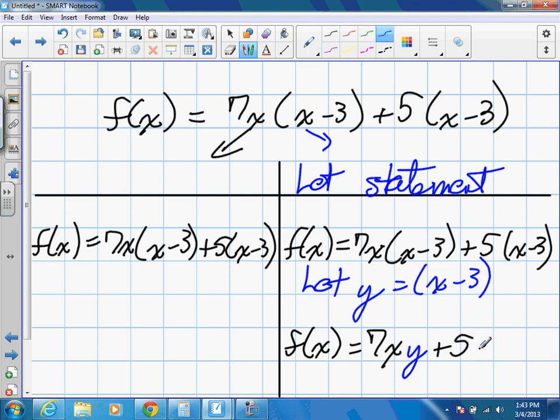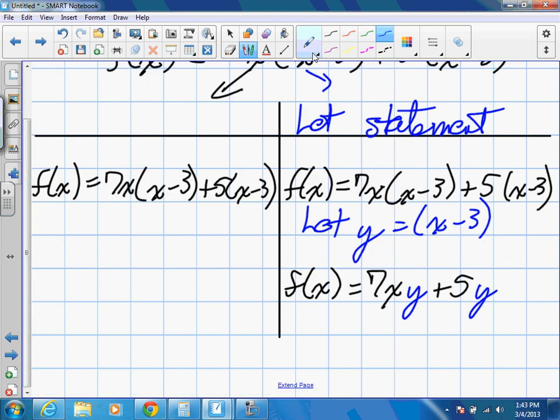Now it's a little easier to see the common factors. Is there a common factor between 7 and 5? Just 1. We don't really need to take 1 out. Is there an x in both? No, so we can't take an x out. What can we take out for both of them? We can take out the value of y. So we're going to use the common factor of y in this question.